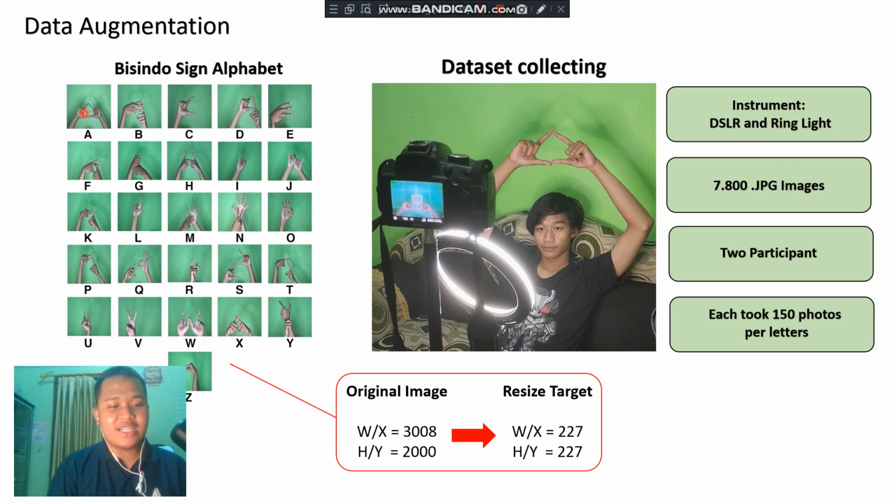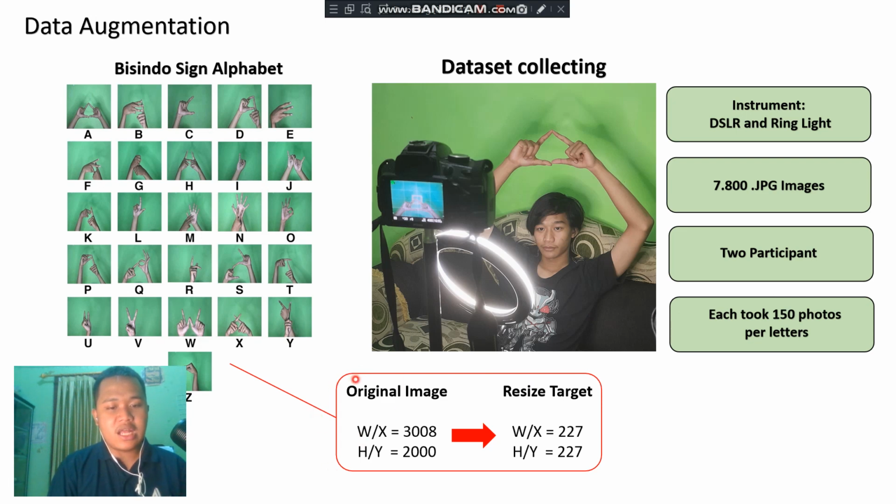Here we have 26 letters, so the images that we need are 7800 images stored in JPEG format. The participants are two, me and my cousin. The instruments that we use are a DSLR and a ring light. The DSLR has great pixel quality and can pick up the depth and focus on the hand, which is our main focus of detection. The ring light helps us to visualize and brings more brightness, so the camera is optimal for taking the picture.